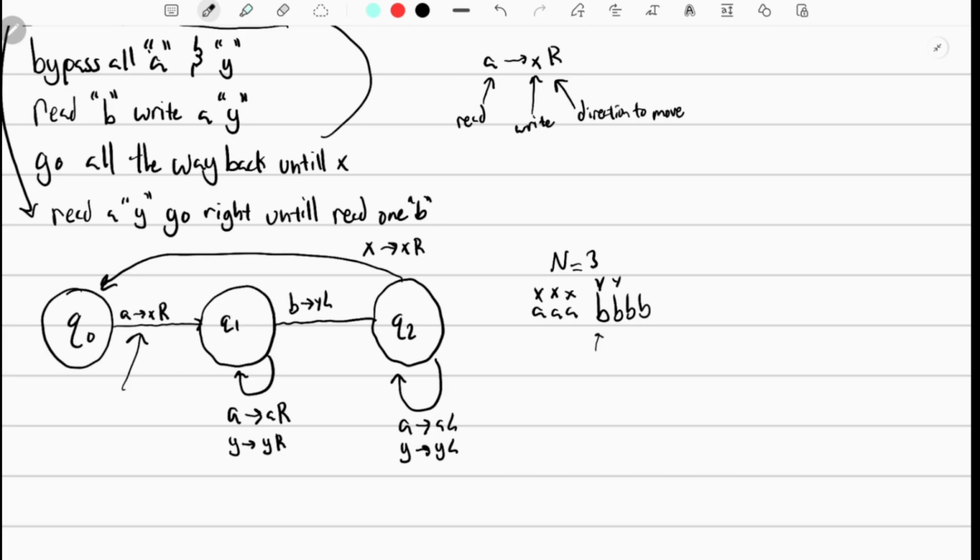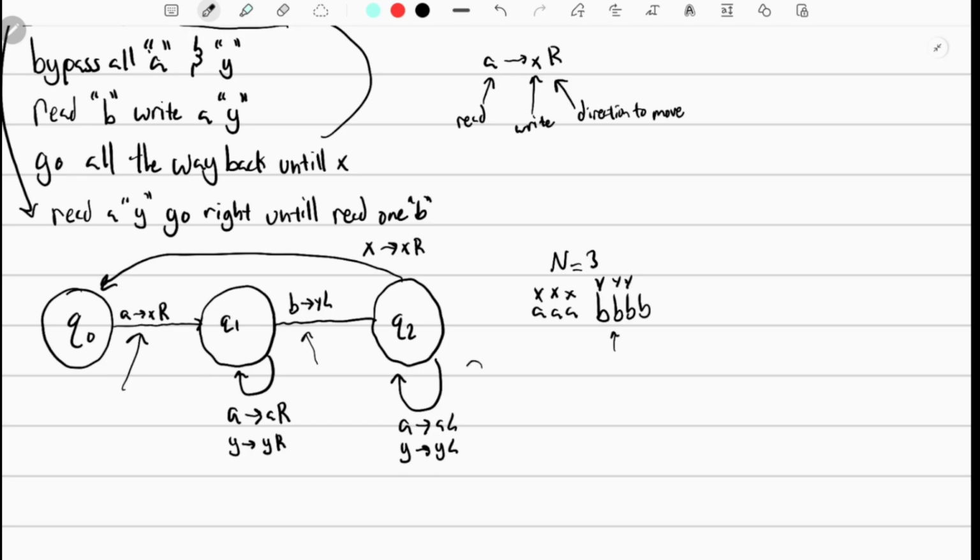Okay, so now we're here. We're going to bypass all the Y's. In this case, there's no A's. So there's a Y right here. There's a Y right there. So now we're right here. So now we're at this state right here. We're going to read a B, write a Y, and then move to the left. So we write the Y, move to the left. Now we're at this state.